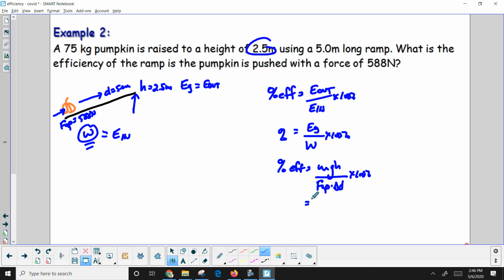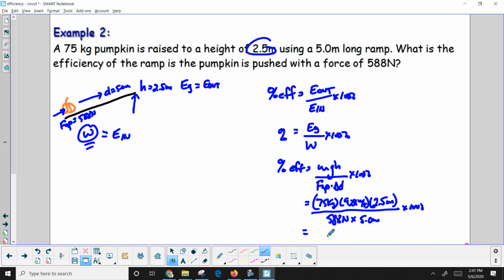Substitute some values in here. We're going to have our mass, which is 75 kilograms, times 9.81 meters per second squared. You get the idea. We're lifting the pumpkin up 2.5 meters. And then this is all over 588 joules, or sorry, newtons. So we're pushing with 588 newtons of force, and this is exerted over the whole 5-meter length of the ramp.